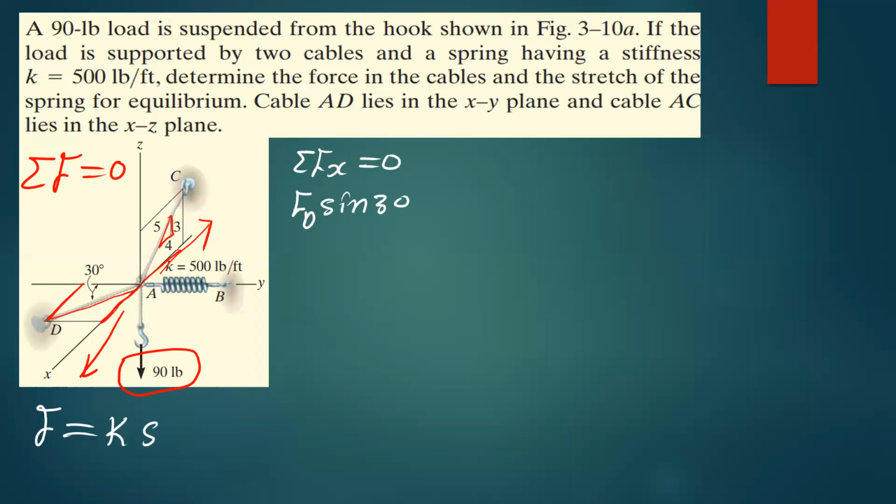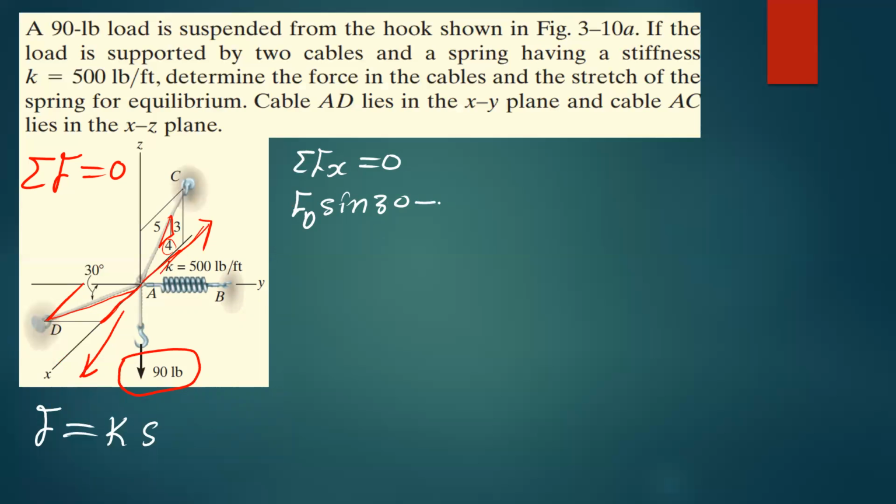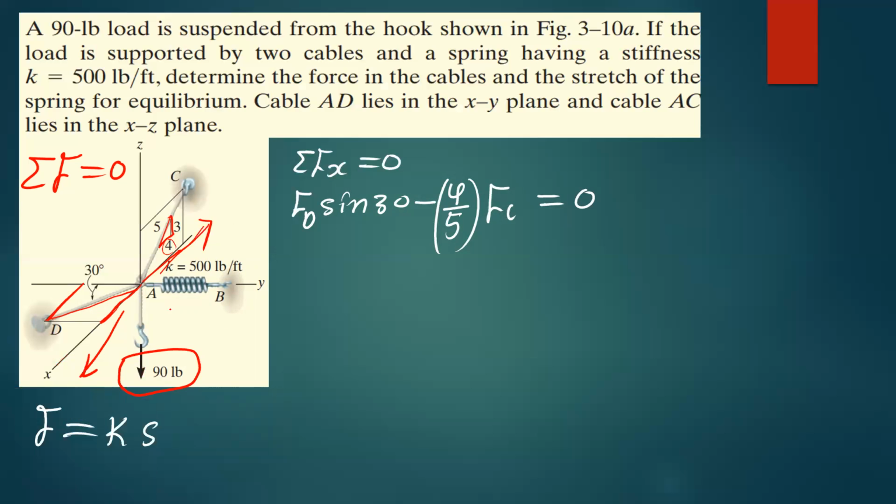And the part representing this direction here is simply that 4. So we are going to have 4, in the negative x-axis, over the hypotenuse there, which is 5. Then we multiply this with the force FC, and this is equal to 0, because these are the only forces that we have in the x. The spring is only in the y. That's why I've not considered the rope B or the spring itself. So these are the forces in the x.